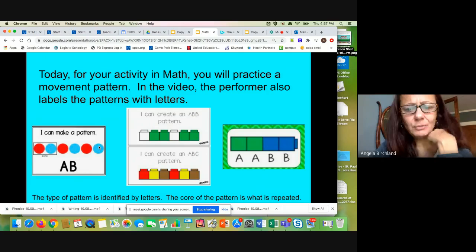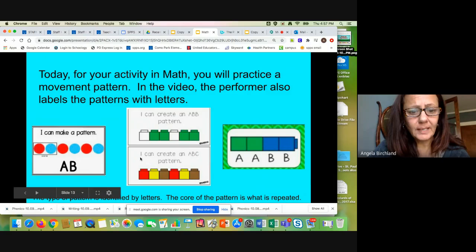And so when you have your movement video, you are going to see ways that you can move in a pattern, but the performer is going to also label the pattern. So here's two more examples. I can create an A, B, B pattern. So the core of the pattern is white, green, green. And the type of pattern is A, B, B. All of the A's are white and all of the B's are green. A, B, B. A, B, B.